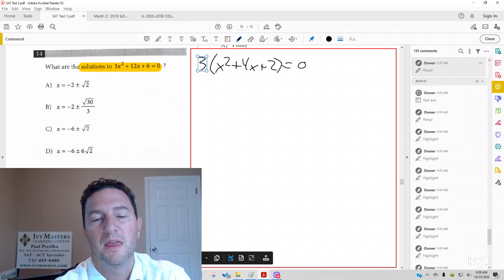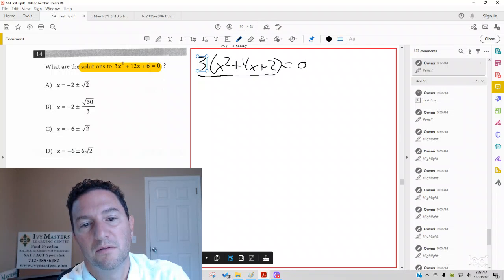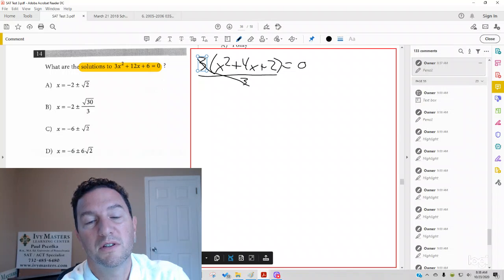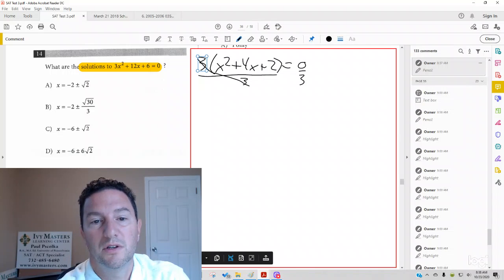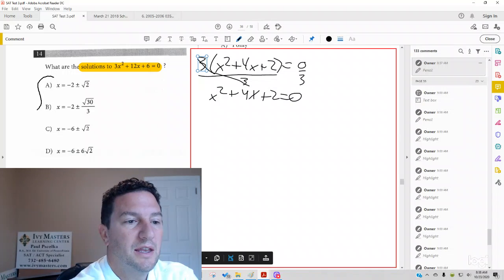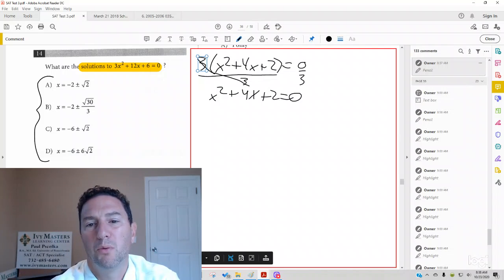parentheses equals 0. Now, what you could do is you just eliminate the 3. Why are you allowed to do that? Because if I divide this by 3, since I'm multiplying that whole side by 3, the 3's just cancel. And I divide this side by 3, then 0 over 3 is just 0. So essentially, what you get is x squared plus 4x plus 2 equals 0. Now, just looking at the nature of the solutions, you know that you have to either do the quadratic formula or you have to complete the square in order to solve this. We'll look at both ways.